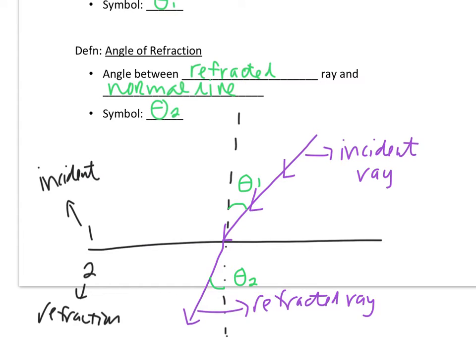Your angle of refraction is between the refracted ray and the normal line, so that would be theta 2. The biggest mistake I see with these is not putting these angles in the right place. So again, it's between the normal line and the ray itself. You're not going here, you're going here. So once again, with refraction, you have an incident ray that refers to the first medium you're in. It crosses over the change in medium and goes into the second material. This would be your refracted ray at the angle of refraction.